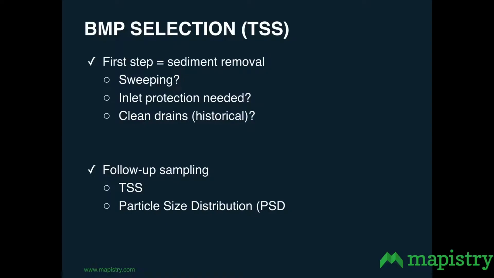I always ask, if you have TSS issues and you're doing one and two and you're still having problems, what's in the drain? What is it that's there that's getting scoured out or contributing to your problems? Oftentimes this is more a metals issue because it's lower levels, but TSS still can be impacted by historical sediment deposits. And when you're doing your follow-up sampling, if you're still having problems, obviously you're doing your TSS sampling, but look at particle size distribution, see what you're dealing with in terms of particle sizes.